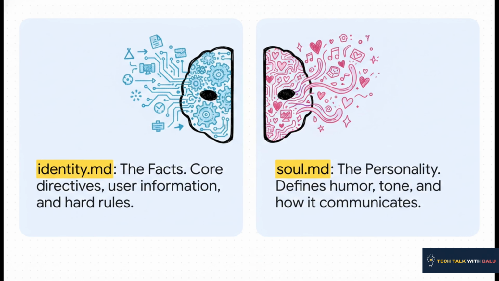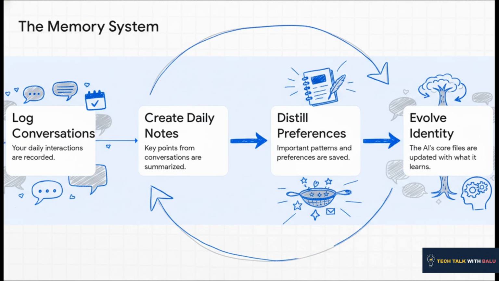But then on the right, you have the soul.md file. And that's the heart. This is where you define its personality, its sense of humor, the tone it uses, whether it should be formal or super casual. You get to craft its entire vibe. And it doesn't just stop there. Your AI has a memory, and it's always evolving.